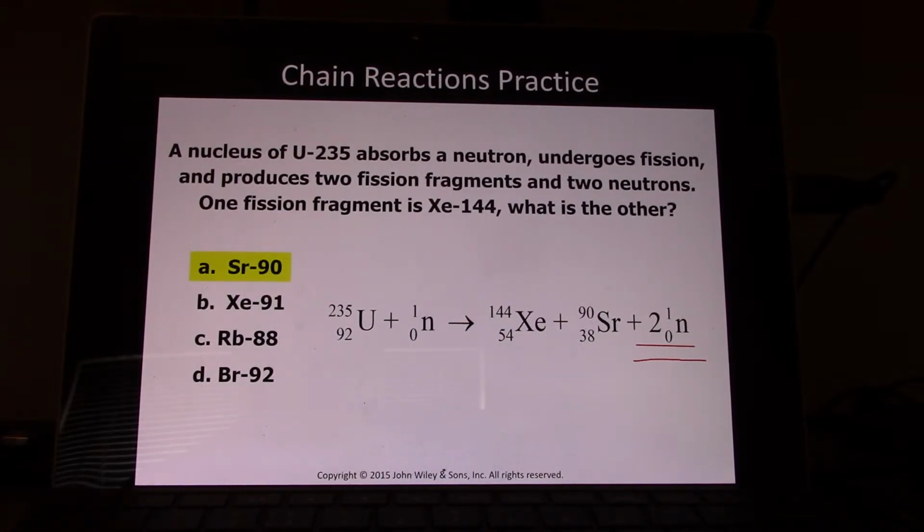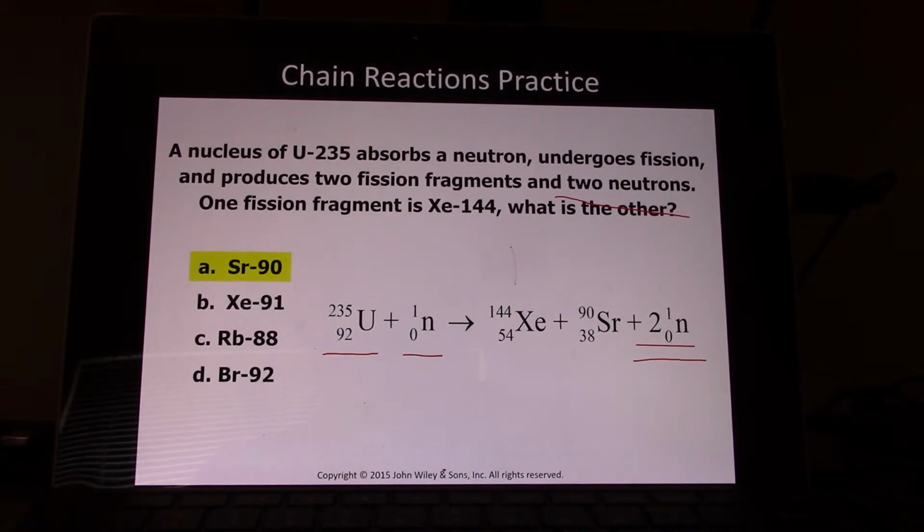So again, a nucleus of 235 absorbs a neutron, which is what we're seeing right here, and produces 2 fission fragments and 2 neutrons. And that's how we knew that 2 neutrons were flying out right there. And so 2 neutrons make up 2 atomic mass units. We started with 236 atomic mass units. Remember, mass has to be the same. And if xenon is 144, we need 90, strontium 90.